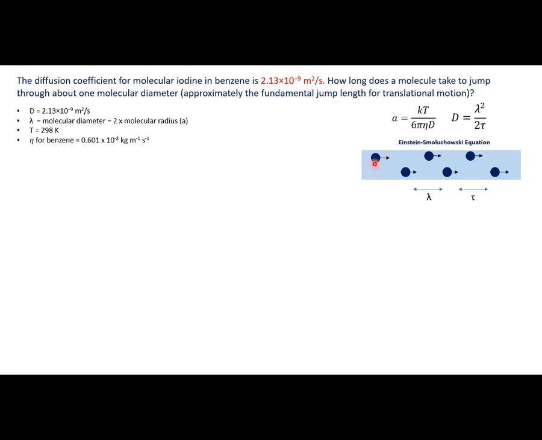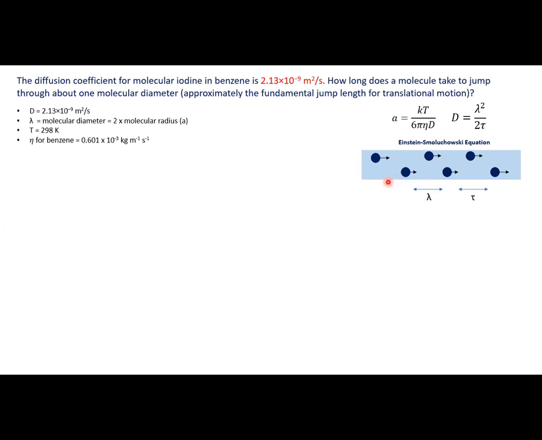Let's imagine that each of these dots is an iodine molecule in a benzene solvent. We are given the diffusion coefficient here, and lambda is the molecular diameter. This diagram is not to scale, but imagine that lambda is the molecular diameter, and that's the length of each step that a molecule jumps from one position to another. It also takes approximately a time tau for each of these molecular jumps.